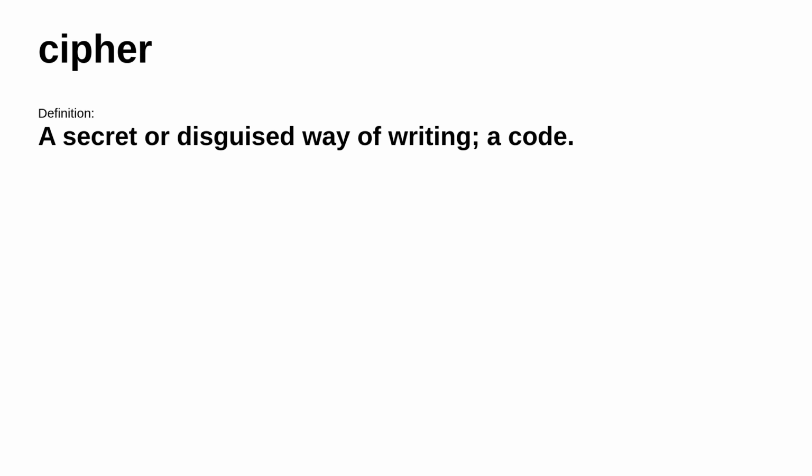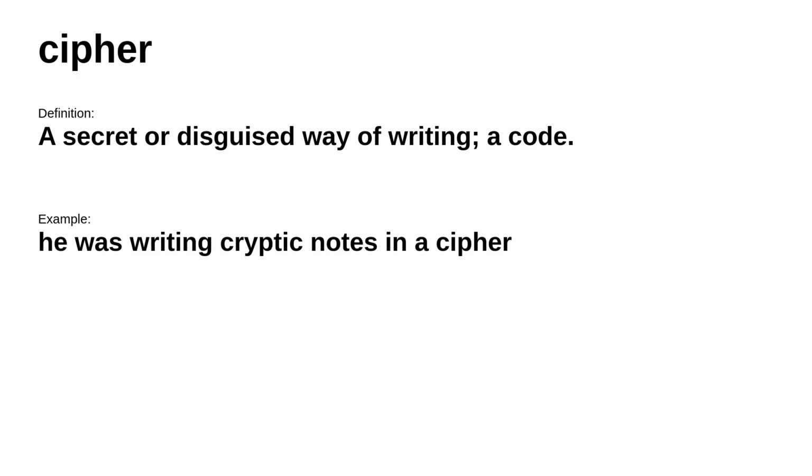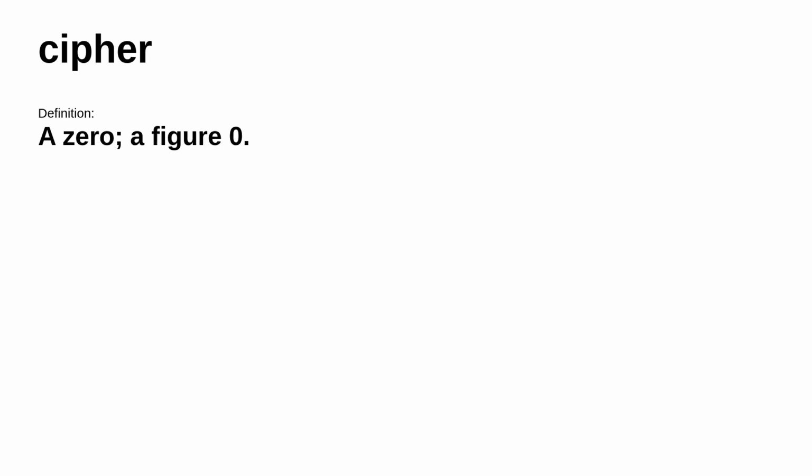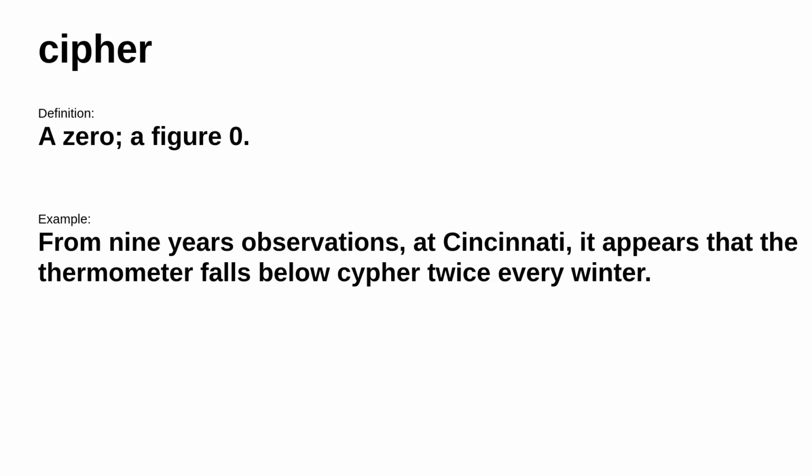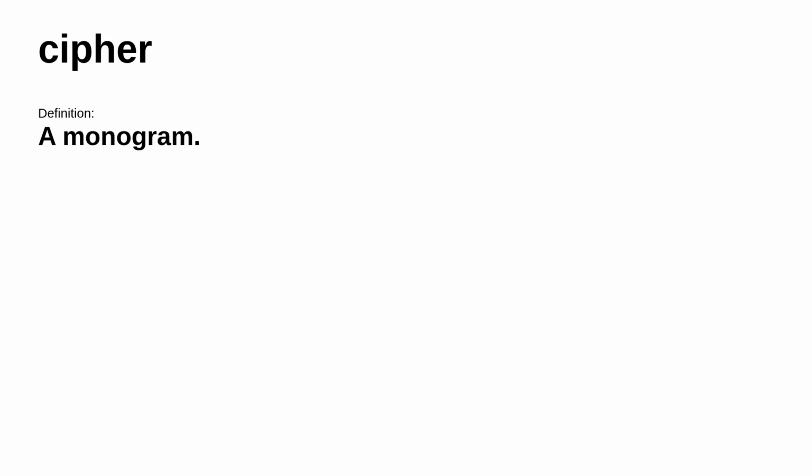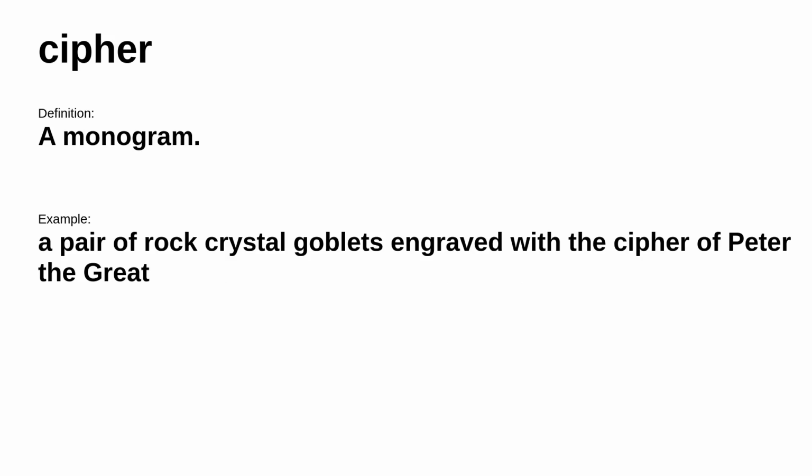Up next. Cypher. It's defined as a secret or disguised way of writing, a code. Consider this example, he was writing cryptic notes in a cipher. However, in a different situation, it means a zero, a figure zero. Consider this example, from 9 years' observations, at Cincinnati, it appears that the thermometer falls below cypher twice every winter. In other places, it's defined as a monogram. Consider this example, a pair of rock crystal goblets engraved with the cypher of Peter the Great.